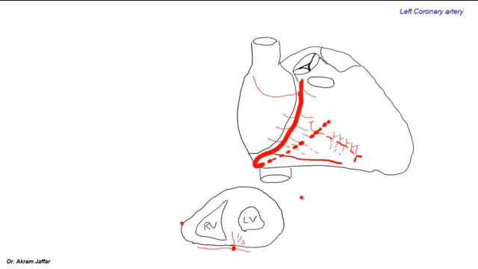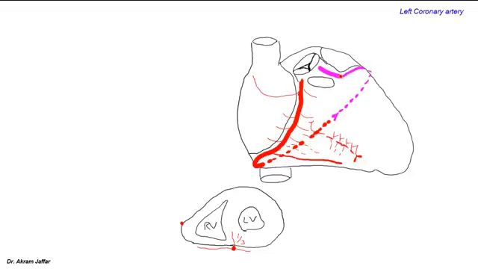Now I'm going to deal with the left coronary artery. The left coronary artery arises from the left posterior aortic sinus and runs for a short distance between the pulmonary trunk and the auricle of the left atrium. Then it divides into two main branches. One of them goes around the heart, and this is called the circumflex branch. Now I'm going to draw it dotted because it is behind the heart, and this is the one that anastomoses with the termination of the right coronary artery.